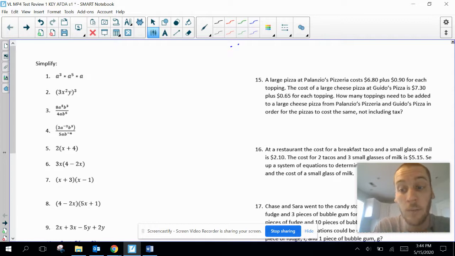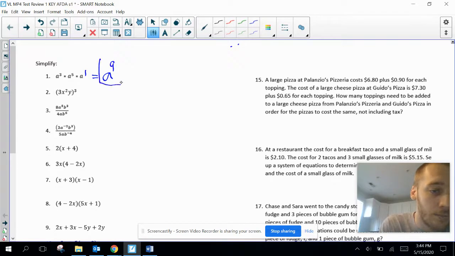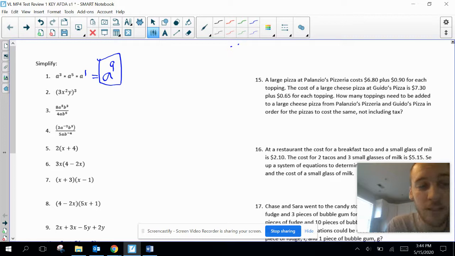If we're multiplying, we're going to be adding the exponents. So a cubed times a to the fifth times a to the first, we're just going to add these up. So 3 plus 5 plus 1 is going to be 9. It's just a to the ninth. There's 9 of them all together. Final answer. That's it.